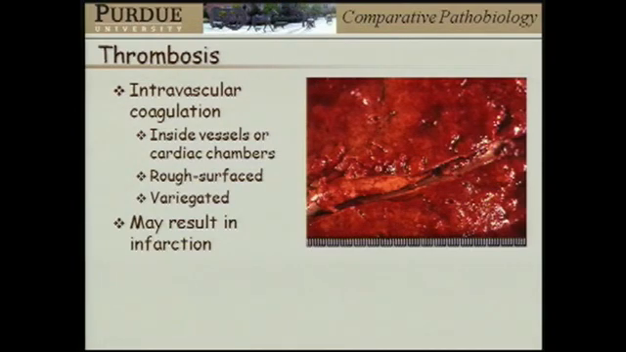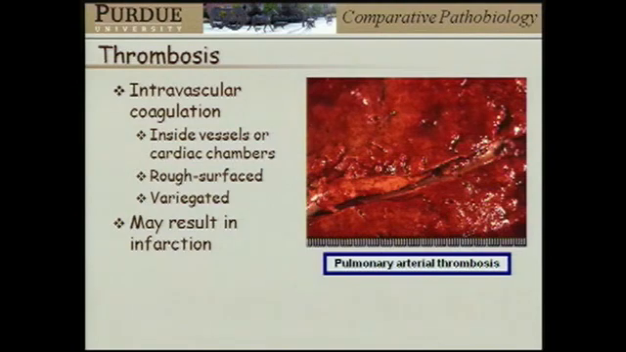We're looking at an example in lung of pulmonary arterial thrombosis, and remember that the lung has a dual blood supply, so the lung may often develop rather severe and extensive pulmonary arterial thrombosis, but because of the bronchial arteries, there may be no infarction.